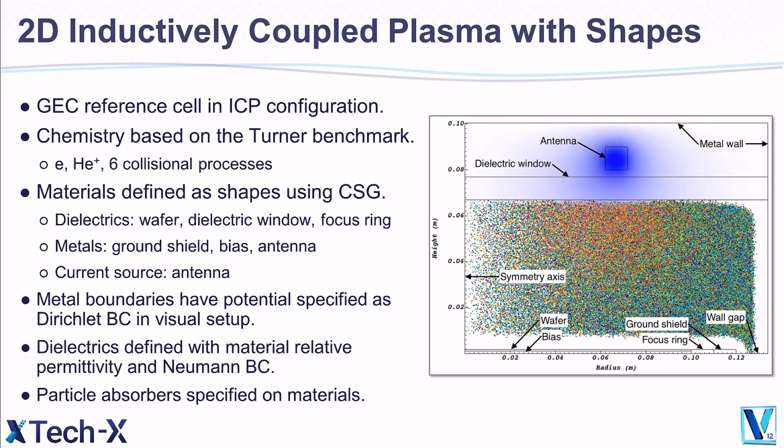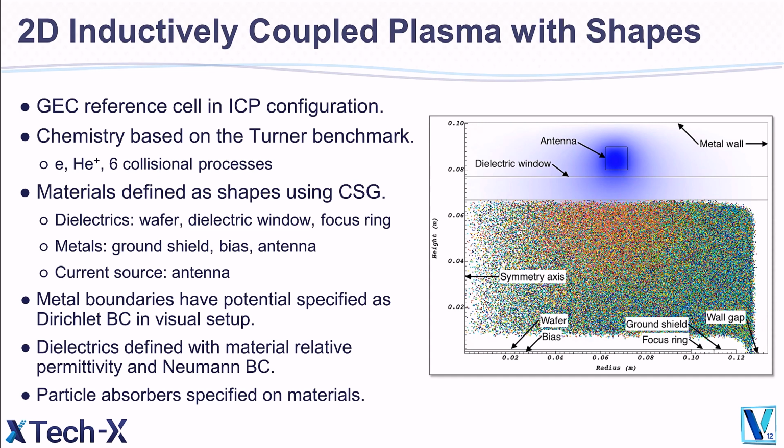Now I'm going to introduce the 2D inductively coupled plasma with shapes example. The geometry is based off a GEC reference cell in the ICP configuration. That just includes an antenna above the dielectric window. Chemistry is pretty simple based off of the Turner benchmark, which we have another example on. This features electrons, helium ions, and 6 collisional processes.